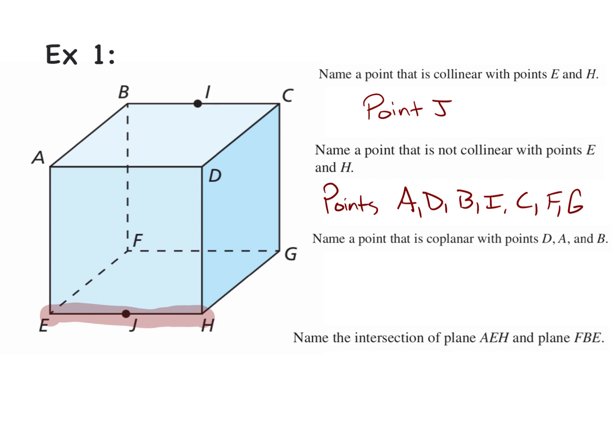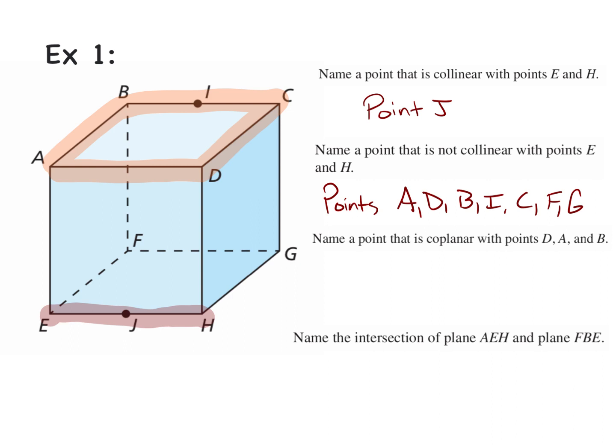Next, name a point that is coplanar with points D, A, and B. And we said coplanar are on the same plane. So I have points D, A, and B. What plane is that? Is that the front, sides, bottom, or top? Top. Because D, A, and B are all on that top. So we're talking about the top plane there. So I'm going to just highlight that whole top. Make it stand out.